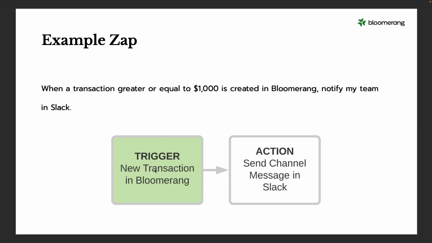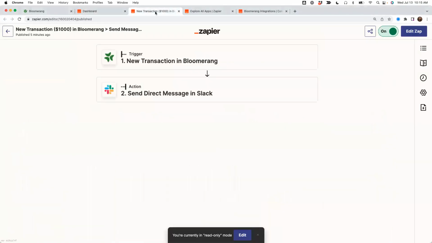And once that Zap begins running, it'll send a channel message in Slack for each transaction that meets the criteria of my trigger. So our trigger is the creation of that transaction in Bloomerang, and our action or our task is sending the message in Slack. So I want to actually hop over to Zapier and show you what this looks like.